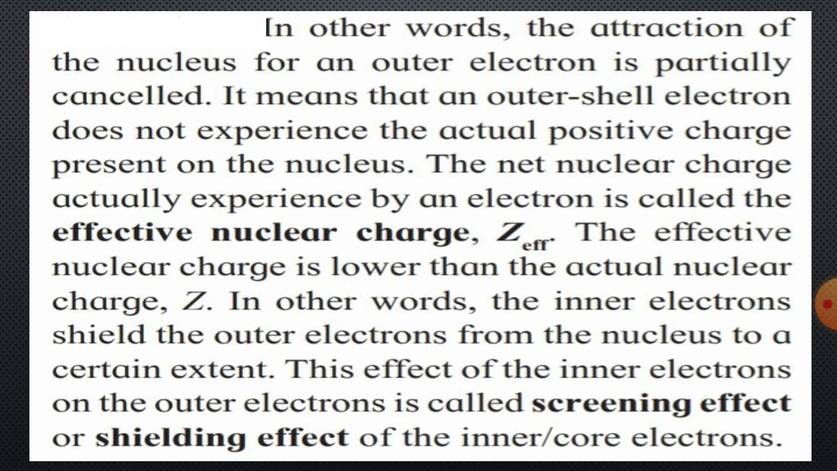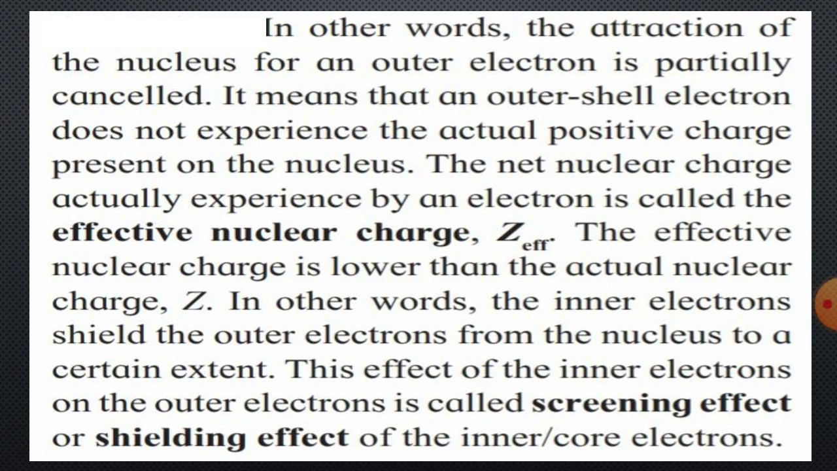So the net nuclear charge actually experienced by an electron is called the effective nuclear charge. Net means total. The total nuclear charge, that is a positive charge, which is experienced by an electron, is called the effective nuclear charge. So the effective nuclear charge is lower than the actual nuclear charge. Obviously it will be lower than the actual nuclear charge.